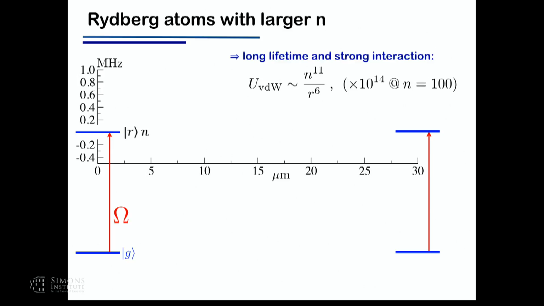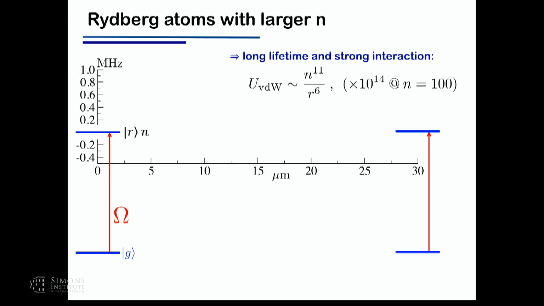In particular, for the van der Waals interactions, which we'll focus on in this talk, this interaction scales as the 11th power of the principal quantum number. And if you go to n on the order of 100, a typical Rydberg state we will excite, the interactions between these atoms are 14 orders of magnitude stronger than the interaction between ground state atoms. So 14 orders of magnitude is a big number. One can really make good use of that.